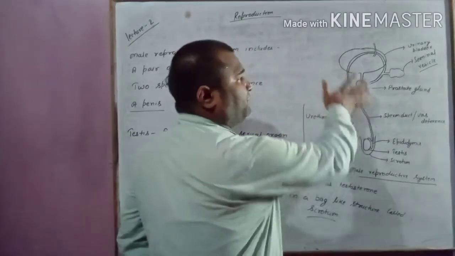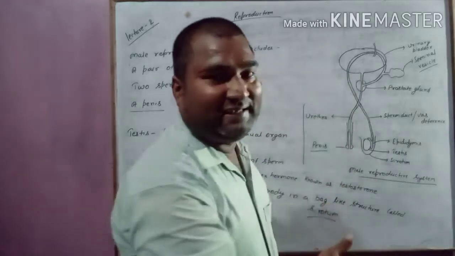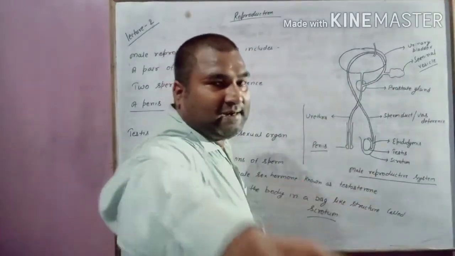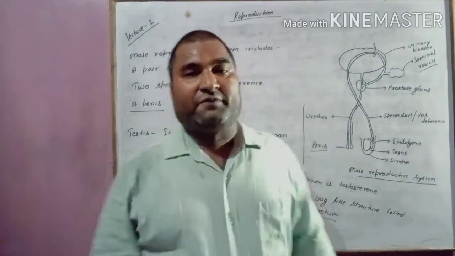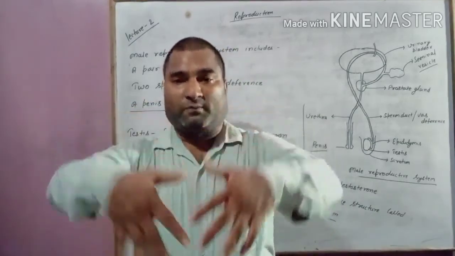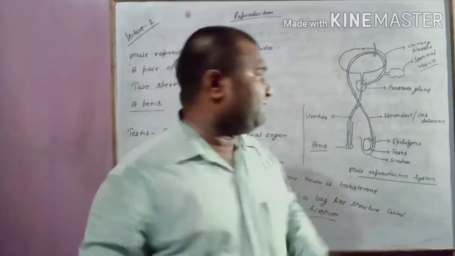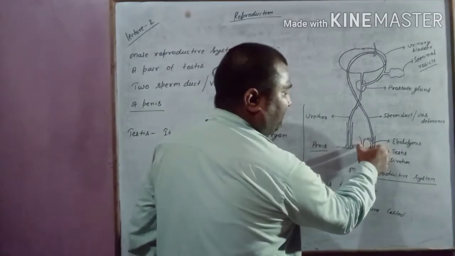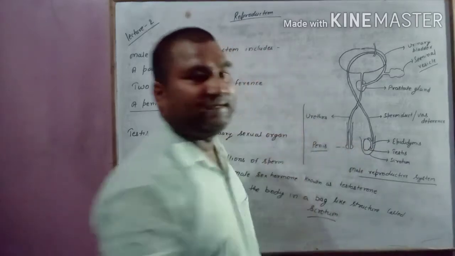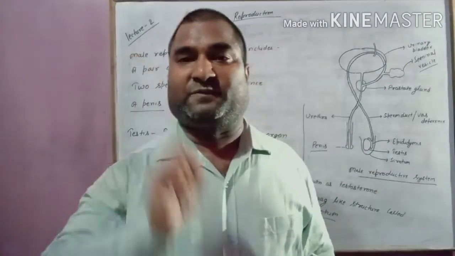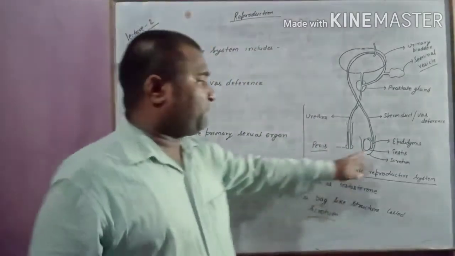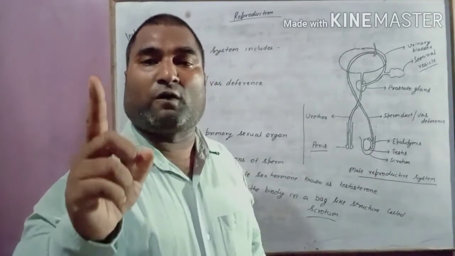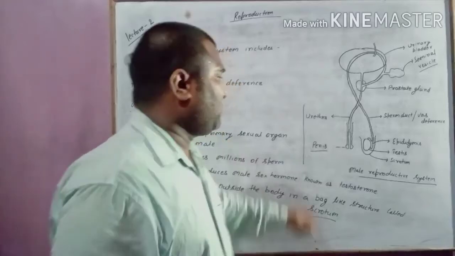So this is the side view. This diagram which you are seeing is seen from the side. If a male is standing like this, the diagram is from this side. If the diagram is drawn from the front side, then the penis is there, and one testis here and one testis here. So two testes will be there. The testis is the main or primary reproductive organ of the male.